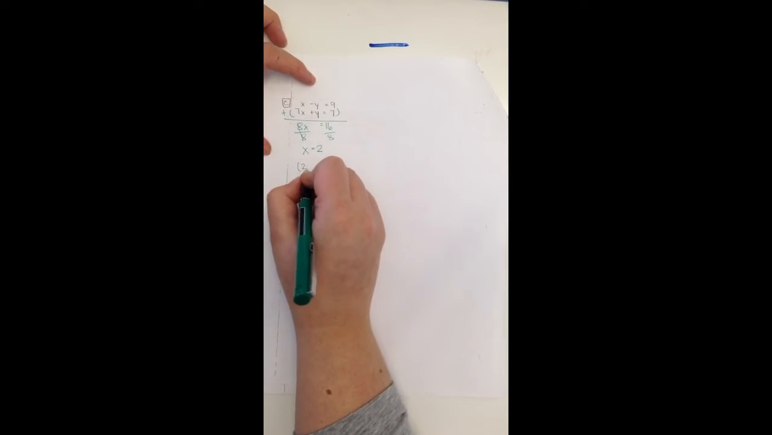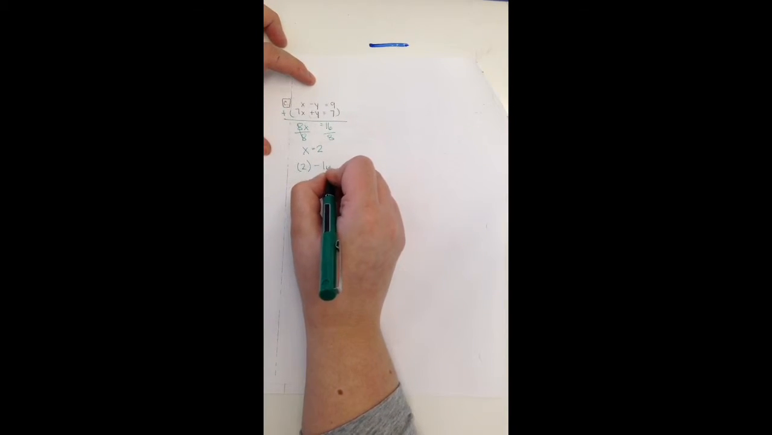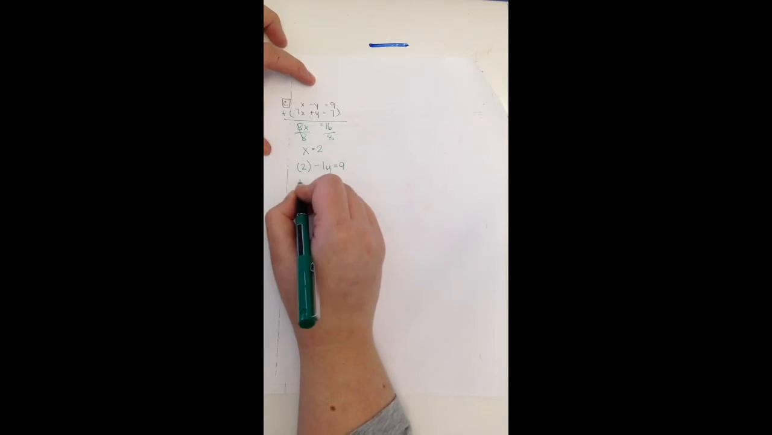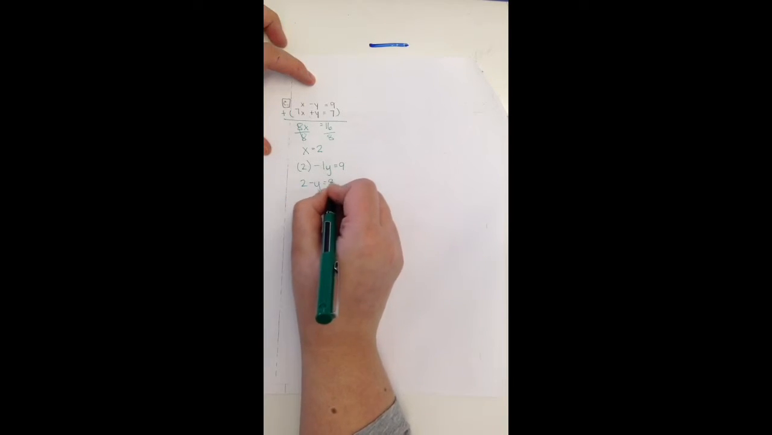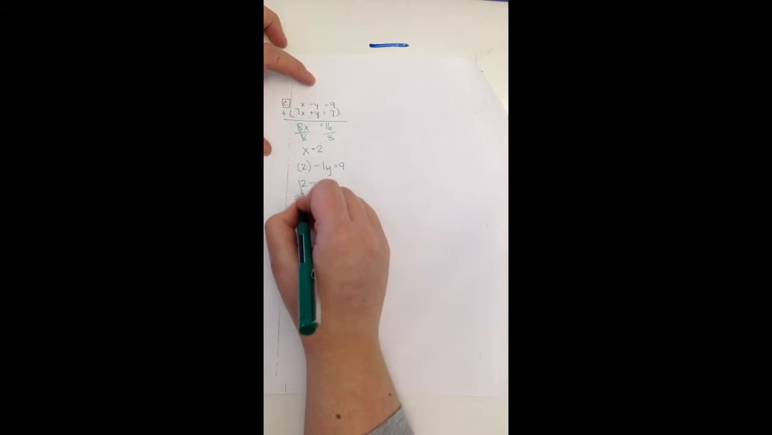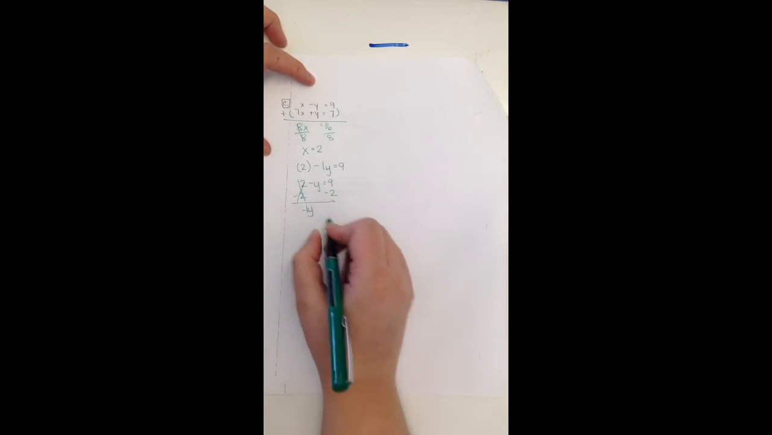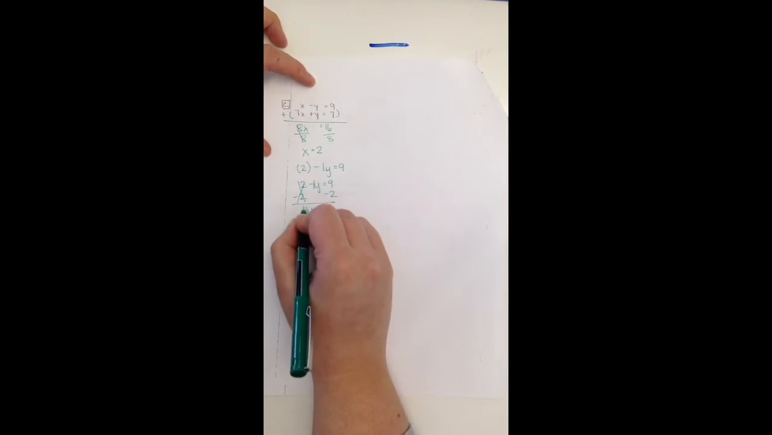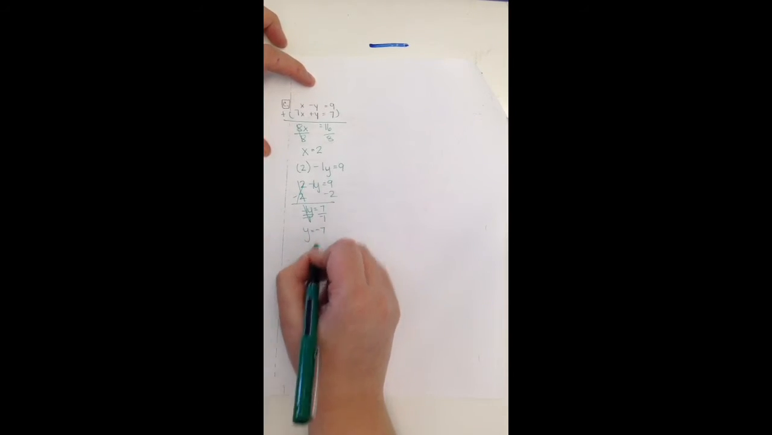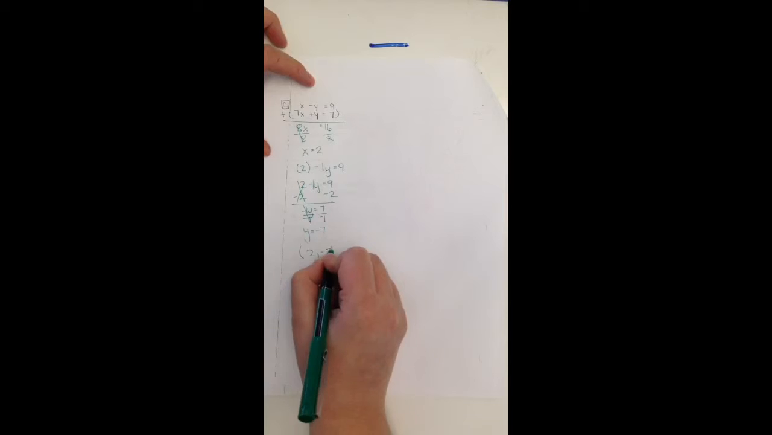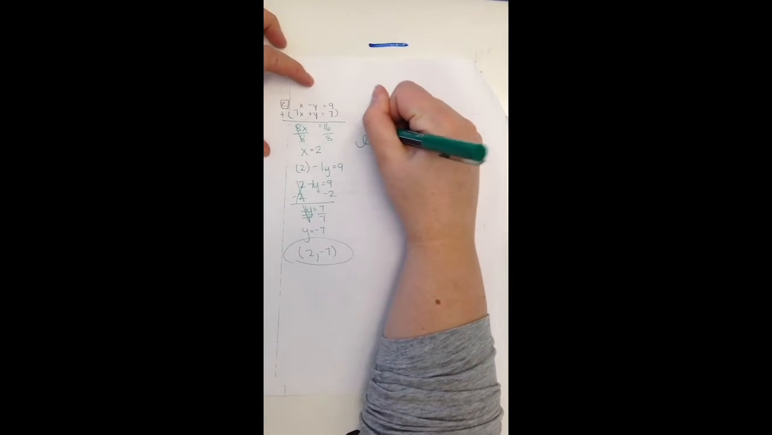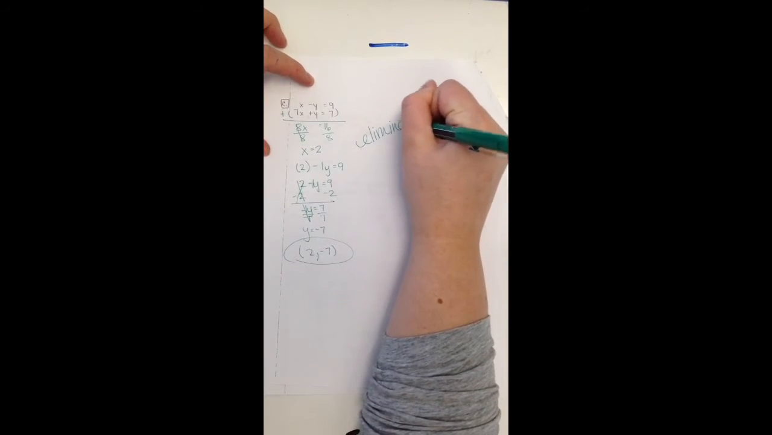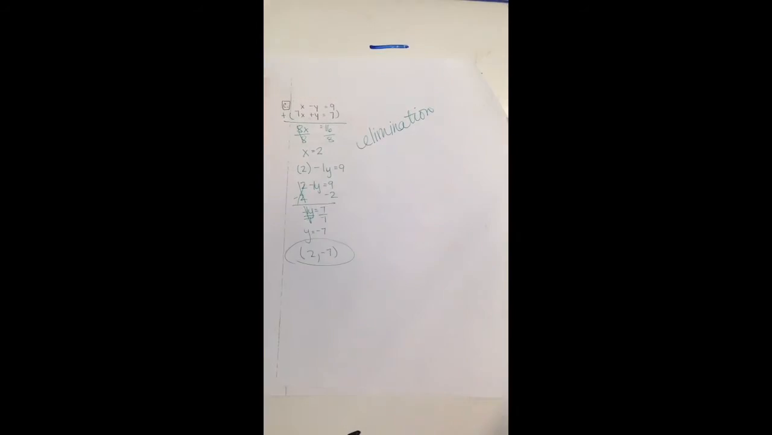Plug it in. 2 minus y equals 9. Subtract the 2. -y, I'm going to say -1y, equals 7. Divide by -1. Y equals -7. My ordered pair is 2, -7. Again, I just chose elimination. Okay.